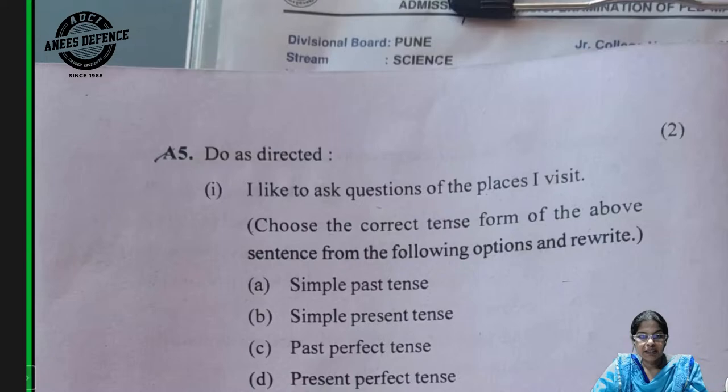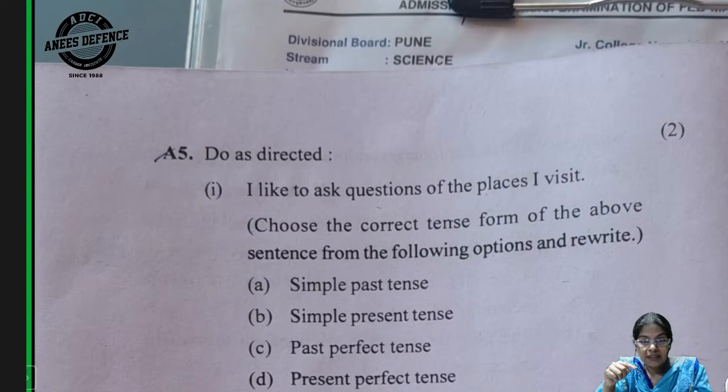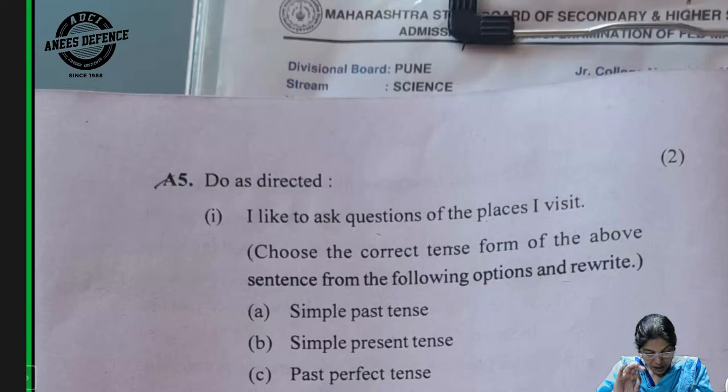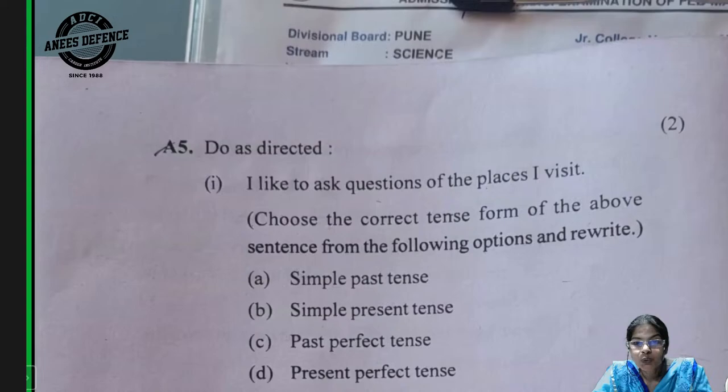So the question number is A5, do as directed. The first question is, I like to ask questions of the places I visit. They're asking you to choose the correct tense form of the above sentence from the following options and rewrite. So you will write the sentence out and also tell your examiner which tense the sentence is. Simple past, simple present, past perfect tense, and present perfect tense. Come on, what should it be? I like to ask questions of the places I visit. This is in the simple present tense. It is something that you do every time.